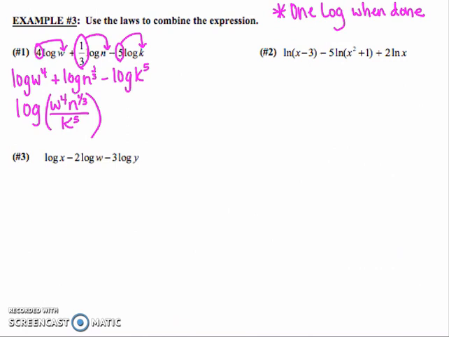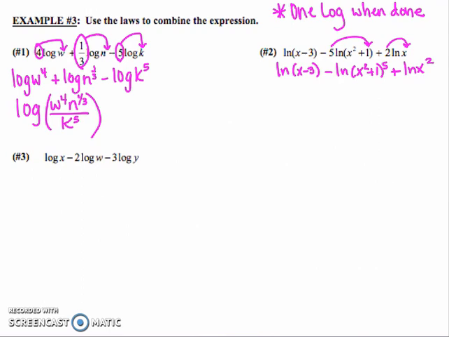In my second example, looks like I have some exponents that need to get restored, the 5 and the 2. So that's always going to be my first step. So I have ln of x minus 3 minus ln of x squared plus 1 to the 5th power plus ln of x squared.